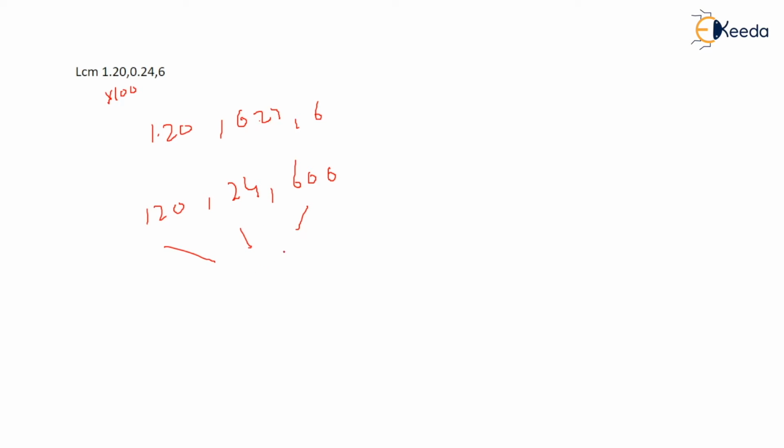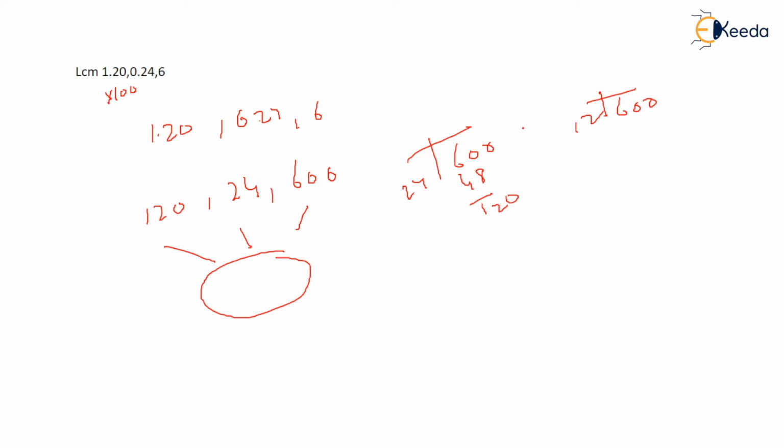The number that comes to my mind is 600. Let's check whether 600 is divisible by 24. 24, 48, 120... yes, it is divisible. And 120 can divide 600. Yes, it is. The least number that comes to your mind is 600, right? 600 is the least number which 120 can divide, 24 can divide, and 600 can also divide.